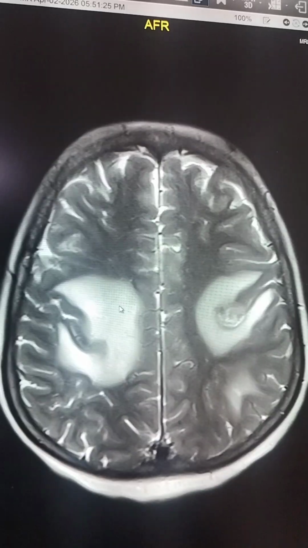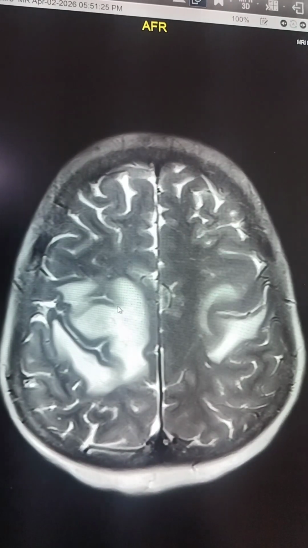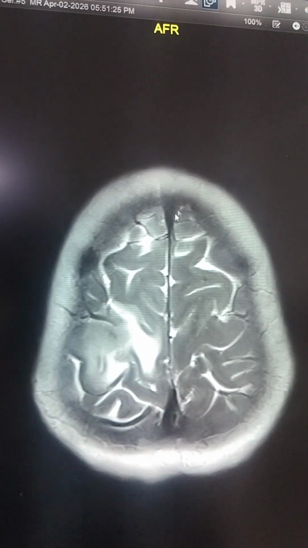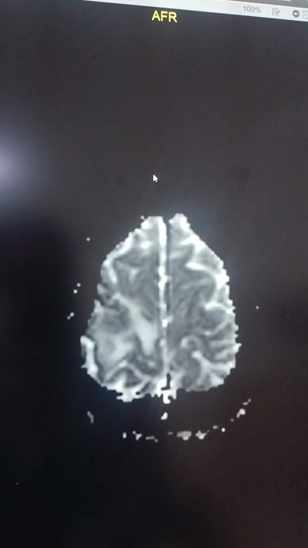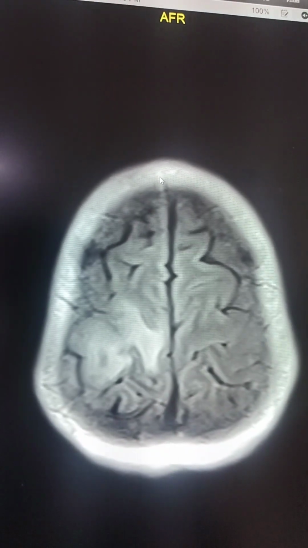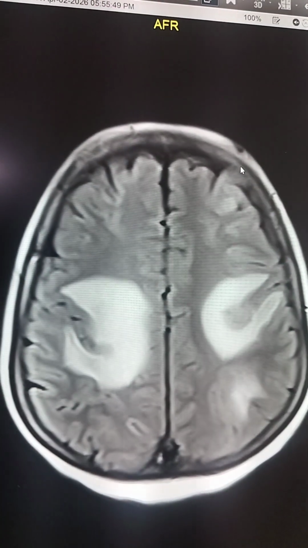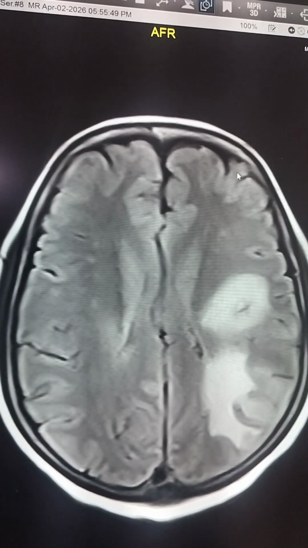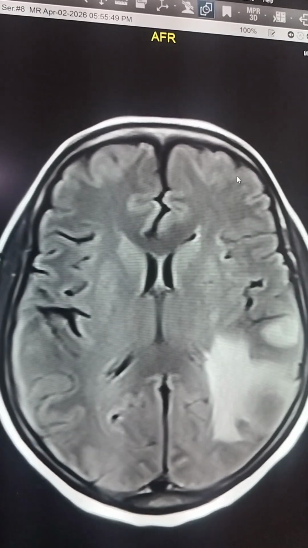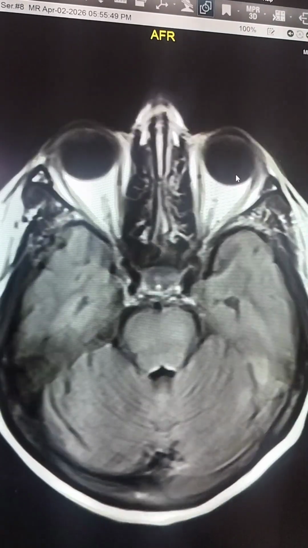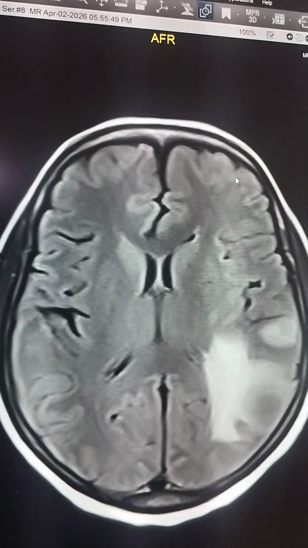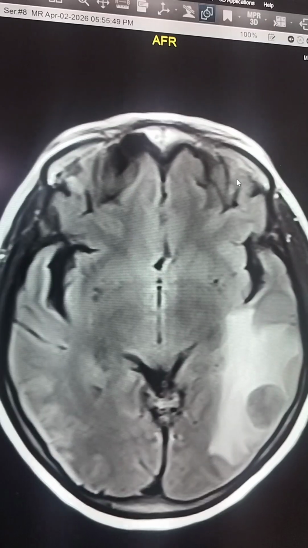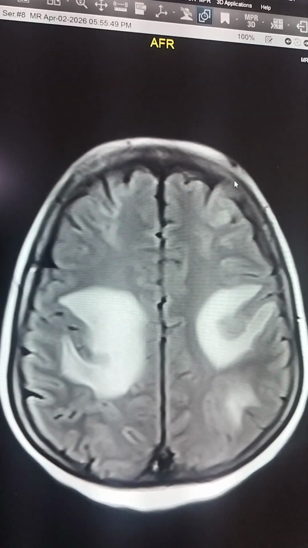There is extensive edema, vasogenic. Why vasogenic? Look at this FLAIR sequence, then you will understand why I am calling it a vasogenic edema. There is extensive vasogenic edema, disproportionately larger than the lesion itself, causing mass effect and sulcal effacement. This again favors an aggressive space occupying lesion, isn't it?